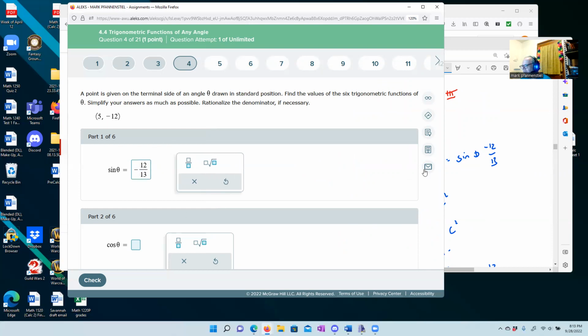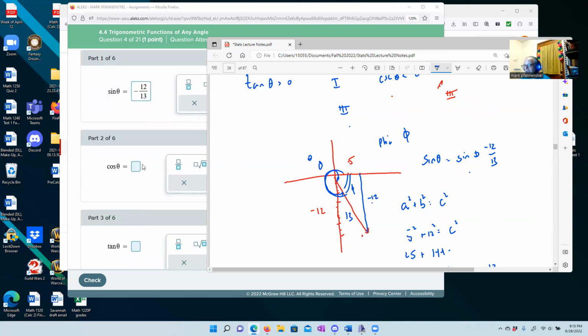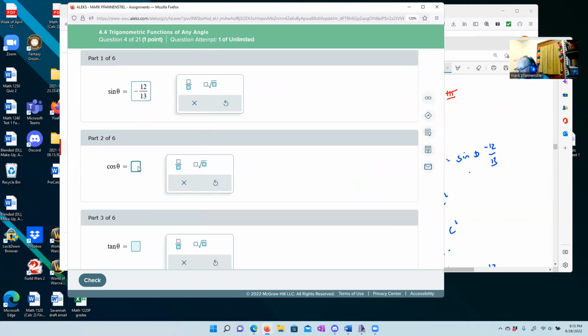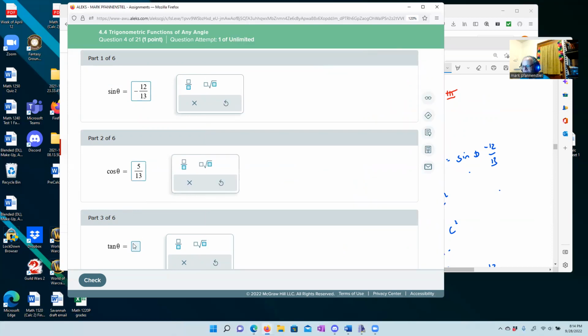Now that we have our values, we're in quadrant 4. All students take calculus, so the cosine is positive. That's 5 over 13. And the tangent is opposite over adjacent, so that's negative 12 fifths, negative 12 over 5.